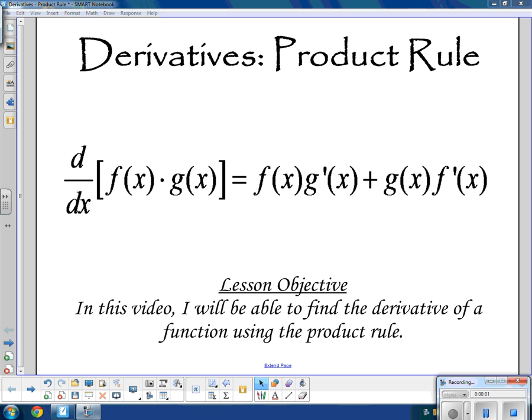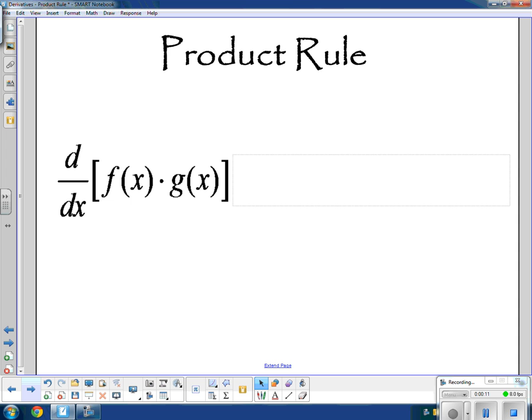In this video, we're going to discuss being able to take a derivative using something called the product rule. By the end of the video, you'll be able to find the derivative of a function using the product rule. The product rule is a necessary tool to being able to find a derivative when the function that we're trying to take the derivative of is actually two different functions being multiplied together.